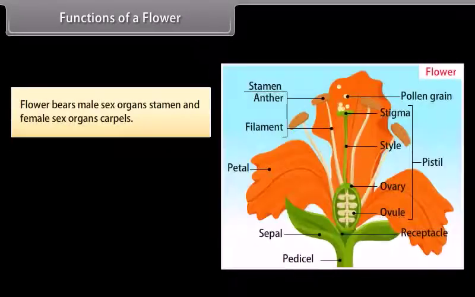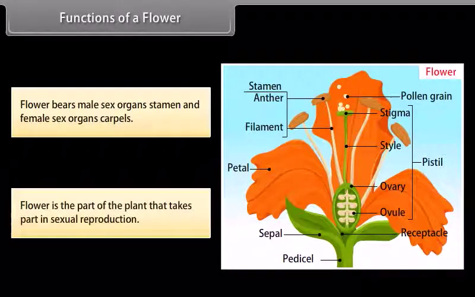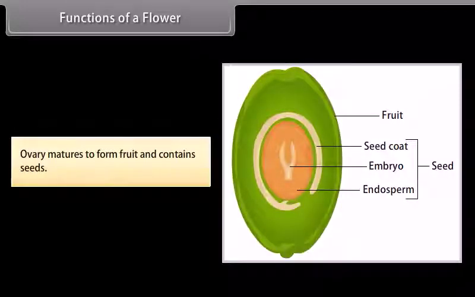Functions of a flower. Flower bears the male sex organs, stamens, and the female sex organs, carpels. Flower is the part of the plant that takes part in sexual reproduction. The ovary matures to form fruit and contains seeds.